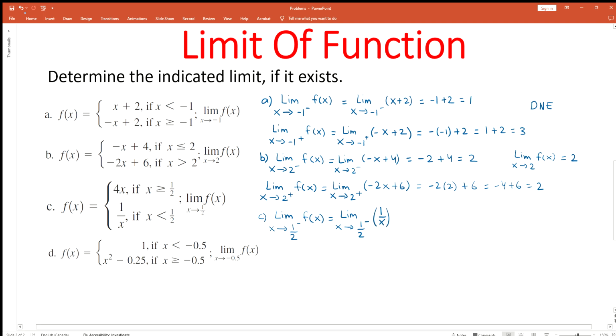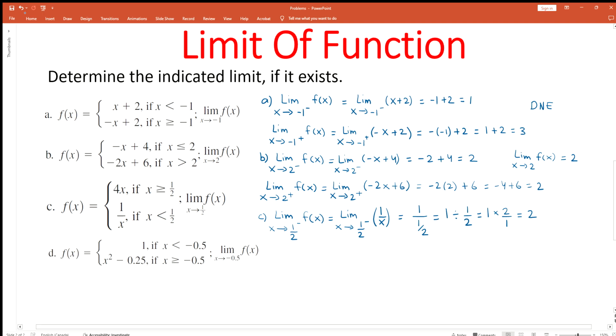Now we can apply the limit. We should sub in x as 1 over 2. We can write this expression as a division statement, 1 divided by 1 over 2. Next we can change it into a multiplication statement. We can flip the fraction 1 over 2 to 2 over 1. 1 times 2 over 1 is equal to 2. So the value of the left-hand limit is 2.